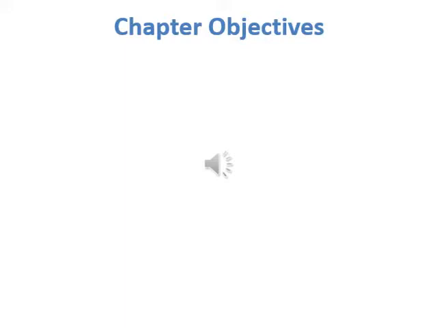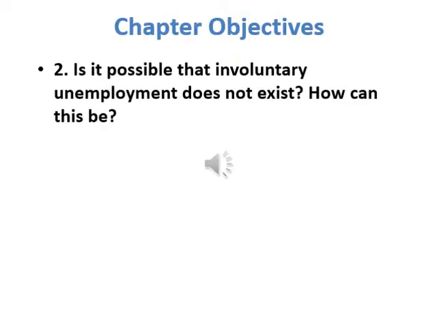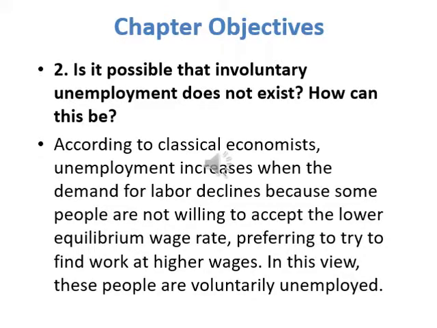Chapter Objectives. 2. Is it possible that involuntary unemployment does not exist? How can this be? Answer. According to classical economists, unemployment increases when the demand for labor declines because some people are not willing to accept the lower equilibrium wage rate, preferring to try to find work at higher wages. In this view, these people are voluntarily unemployed.